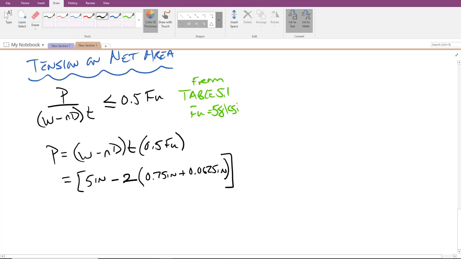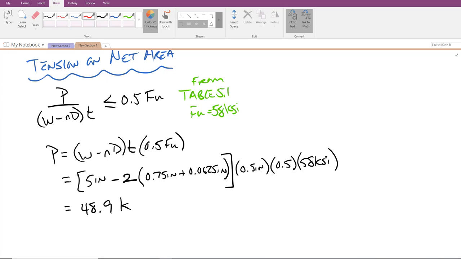And all of that has to be multiplied by the thickness. So there we have the area, and then of course we need to multiply that by 50% of the ultimate stress, which is 58 KSI, and plug that in our calculator. It magically gives us 48.9 kips as our final value for capacity on the tension on the net area. Now, what does all this mean?